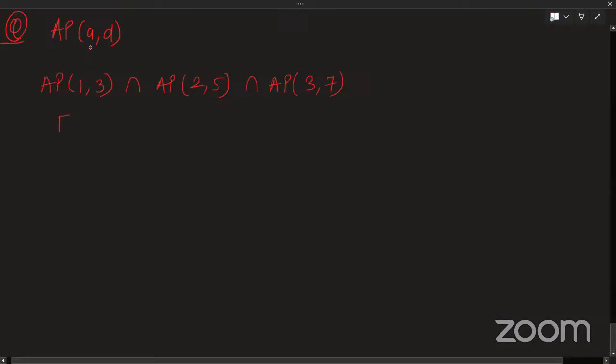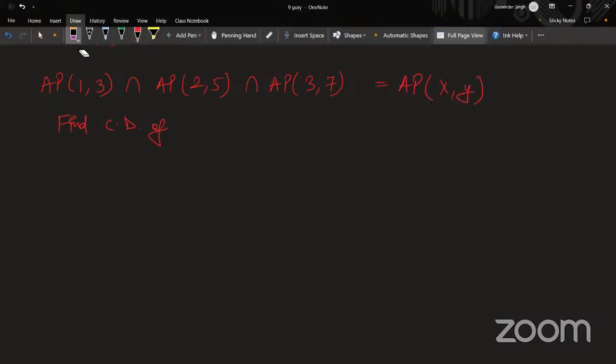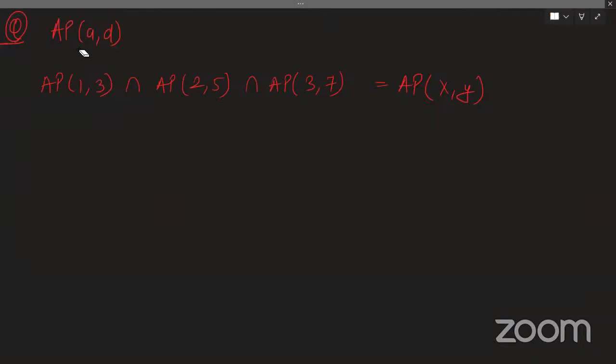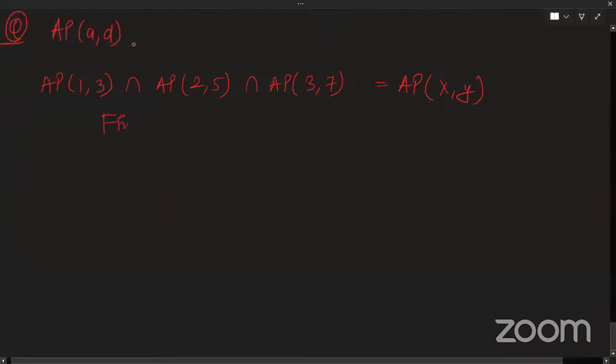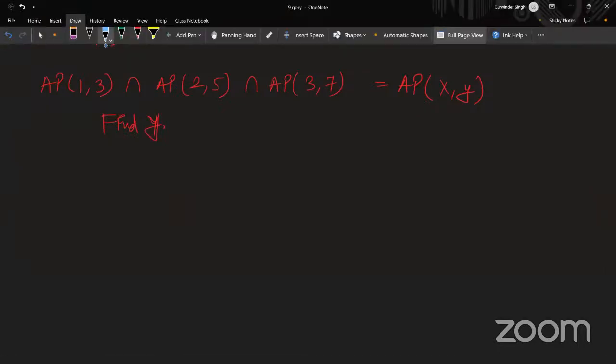And you need to find the common difference of this intersection AP. So basically you need to find the value of X. Find the value of Y. You need to find out the value of Y. Can you tell me what will be the value of Y?